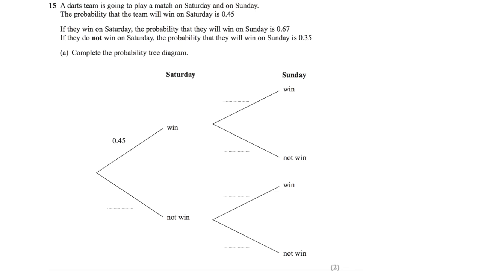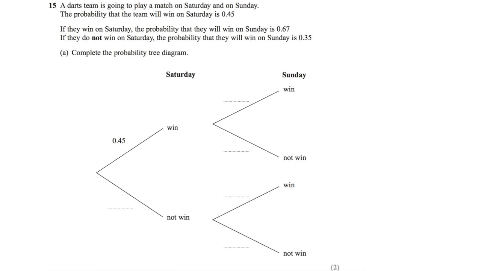Question 15. A darts team is going to play a match on Saturday and on Sunday. The probability that the team will win on a Saturday is 0.45. If they win on Saturday, the probability that they will win on Sunday is 0.67. If they do not win on Saturday, the probability that they will win on a Sunday is 0.35. Complete the probability tree diagram.